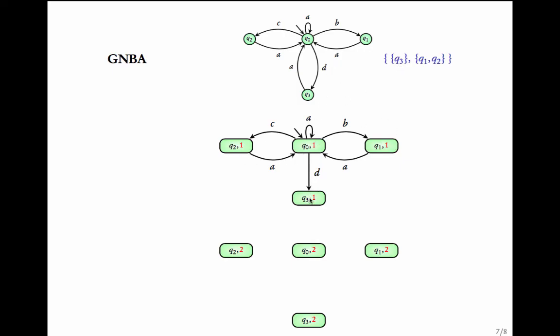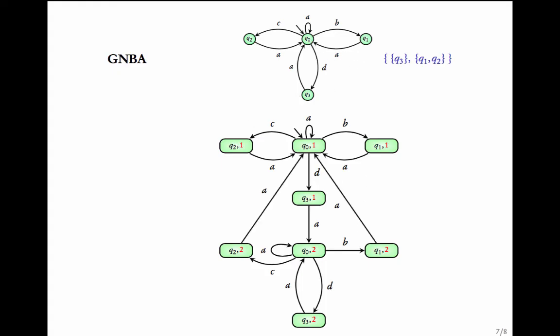At Q3, once you reach Q3, the outgoing transition jumps to the second copy. Here, as long as you are not in Q1 or Q2, you keep staying here. Once you reach either Q2 or Q1, because Q1, Q2 are in F2, the outgoing transitions on an A go back to Q0. You have to jump to the first copy because you have seen Q1 and Q2.